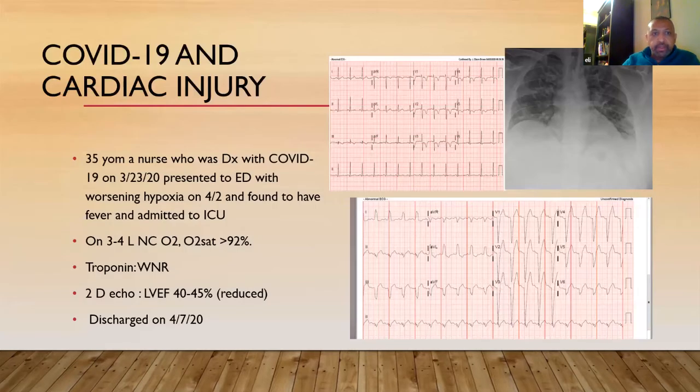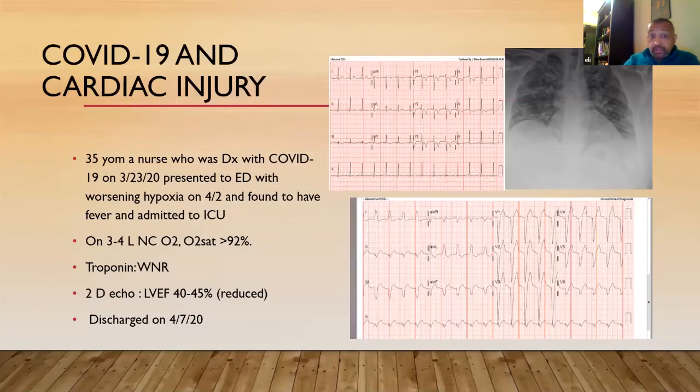Next slide, please. So this is one of our patients we saw, a 35-year-old male, a nurse at one of the floors in my hospital. He was diagnosed as our patient on March 23rd. So he was quarantined at home because his presentation was very mild. But on the 2nd of April, he presented to our ED with a worsening hypoxia. And I don't know whether you can see, that chest x-ray was his presentation. As you can see, there are bilateral, more patchy infiltrates. And his oxygen requirement was about 2 to 3 liters.